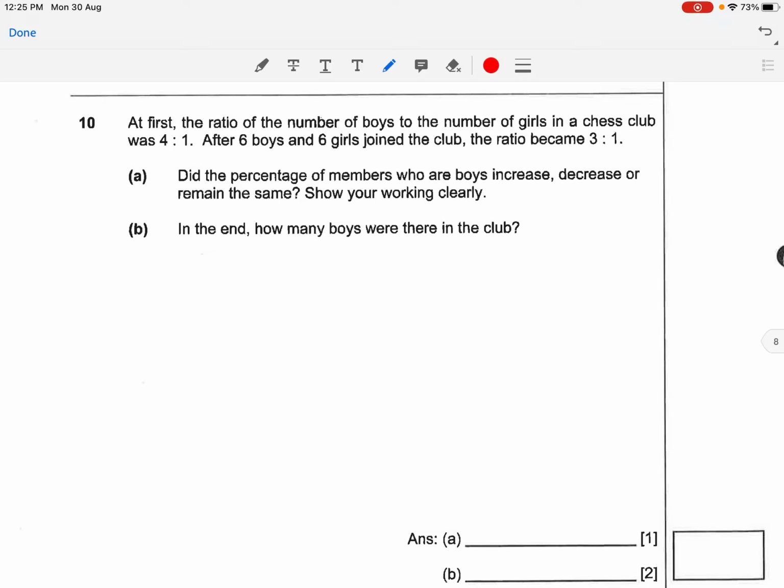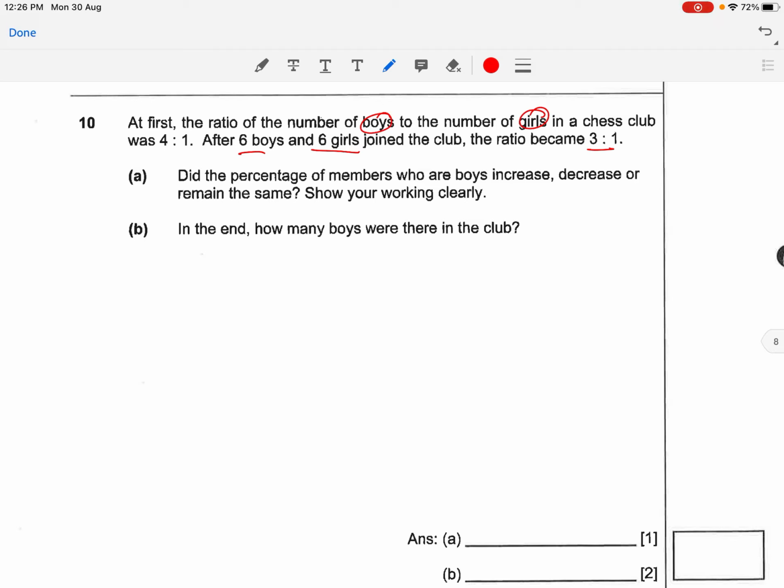At first, the ratio of the number of boys to girls in the chess club was 4:1. After 6 boys and 6 girls joined the club, the ratio became 3:1. Now, we have learned three types of change ratio.